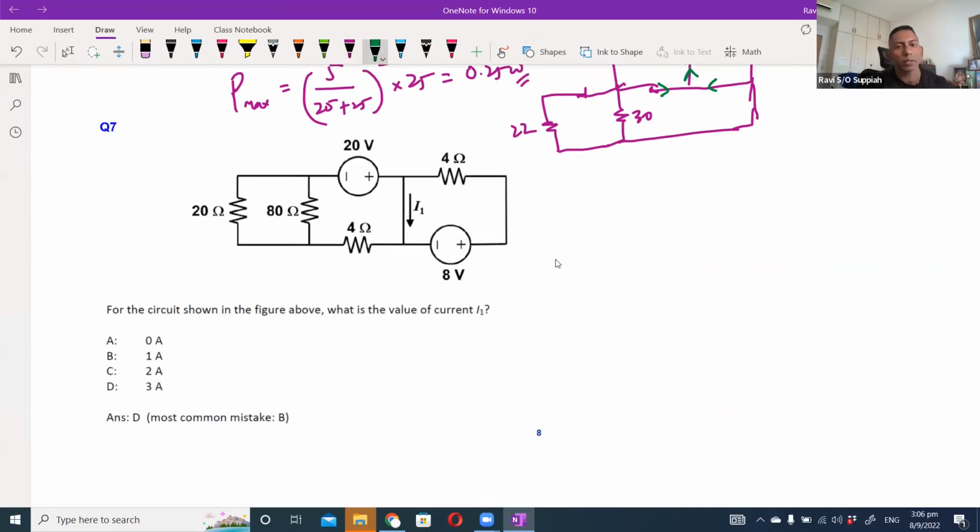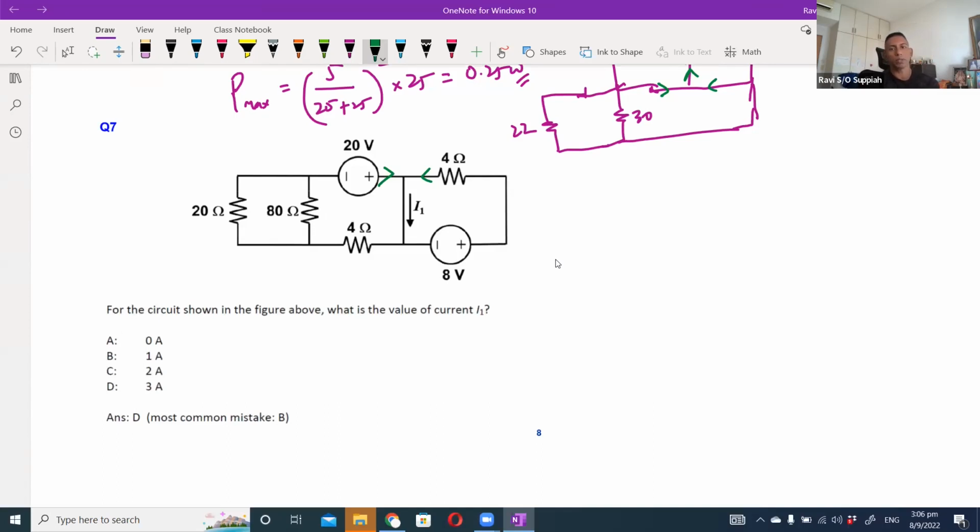Okay, question 7. For the circuit shown in the figure above, what is the current? What is the value of current I1? As you can see, current I1 is basically a line that connects the upper circuit and the lower circuit. So it is a combination of whatever current is flowing in this branch through the 4 ohm resistor, plus whatever is coming through the 20-volt source and the other resistors here.